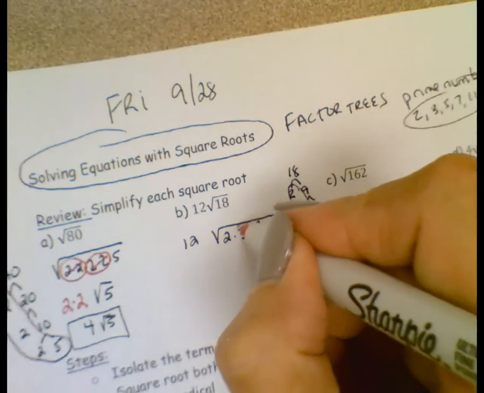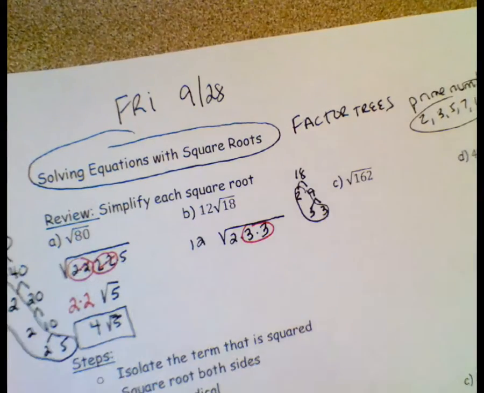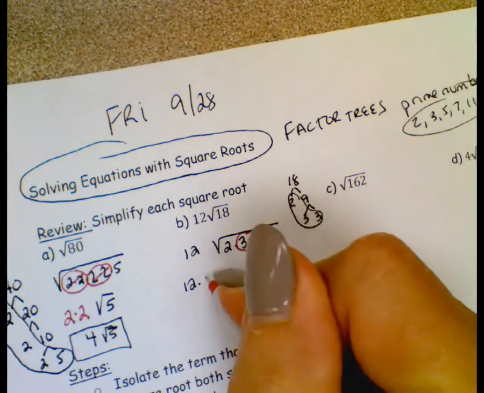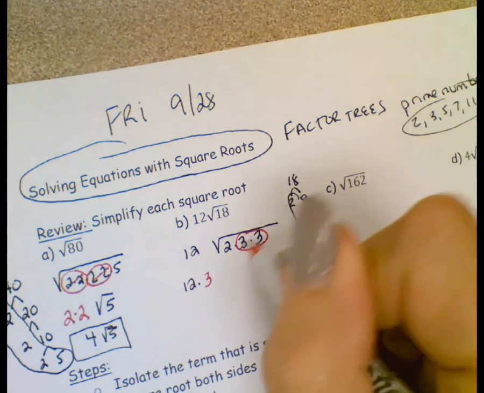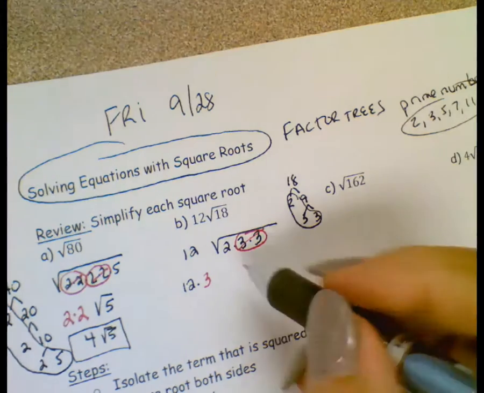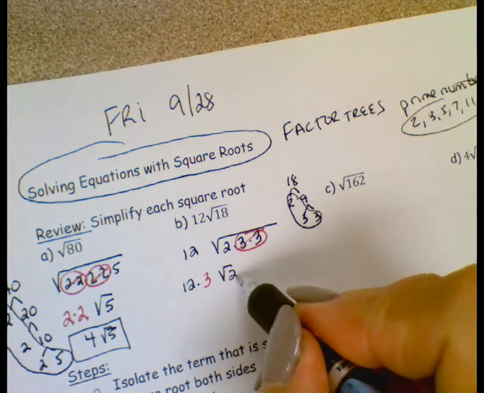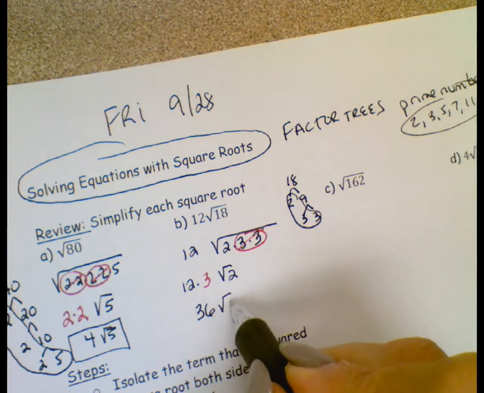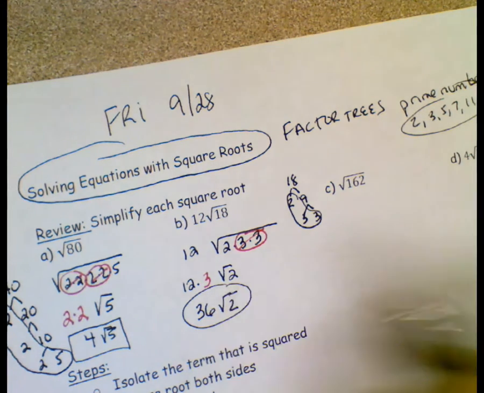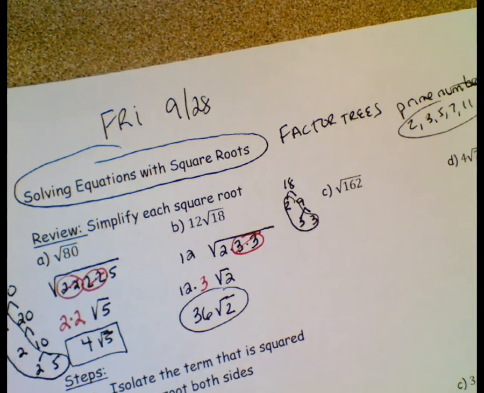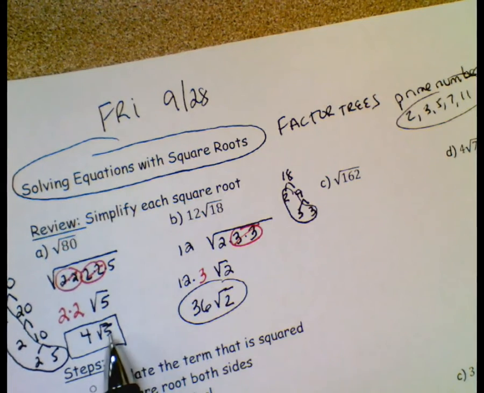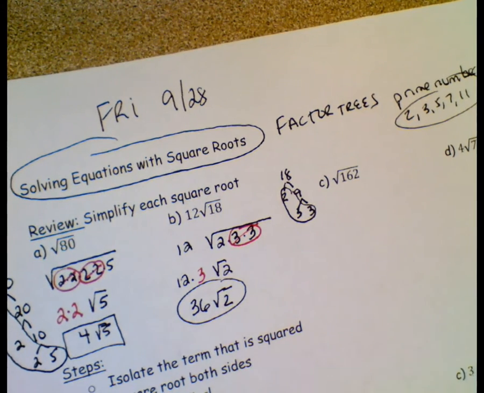Circle the 2 3's because they're paired up. That means 1 3 is going to come out. So we already have a 12 out here, but we're bringing out a 3. Cross them out. So the only thing that's left underneath is a 2. So 12 times 3 is 36 radical 2. It's simplified when the number underneath doesn't have any other pairs of factors.